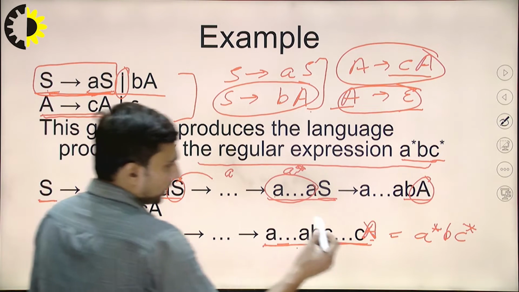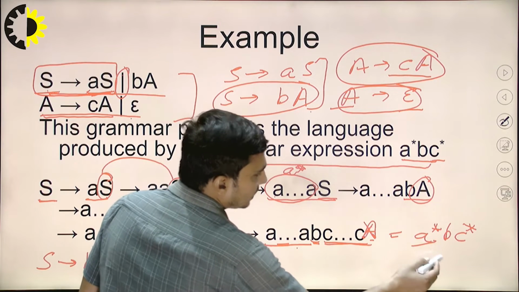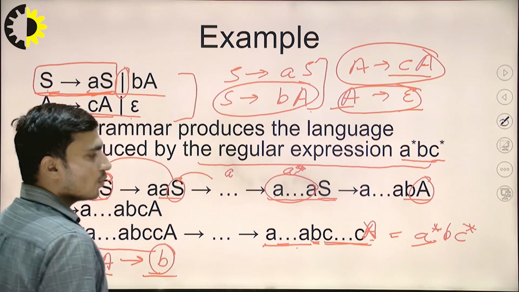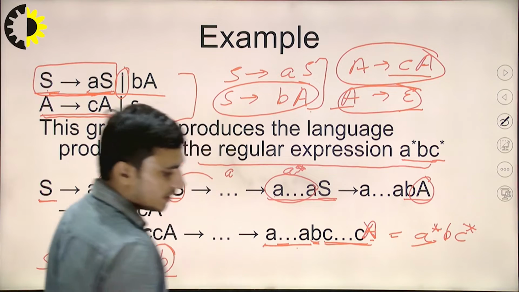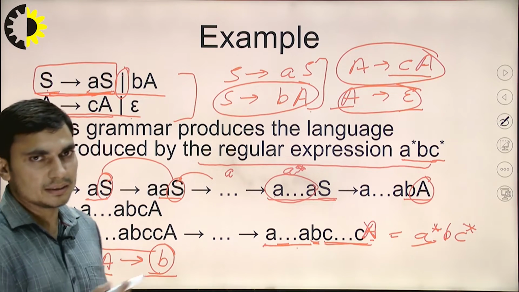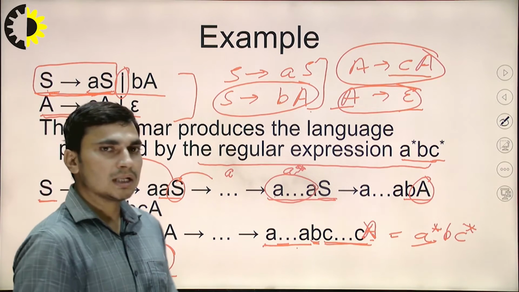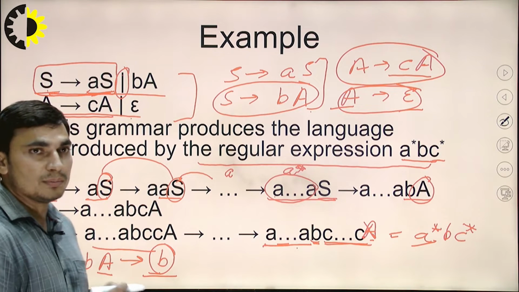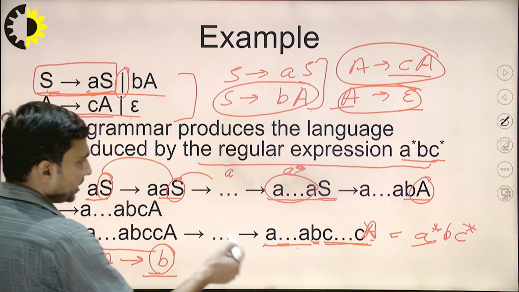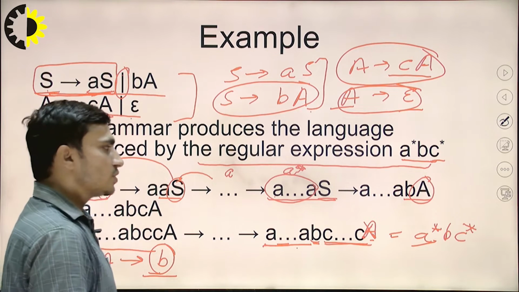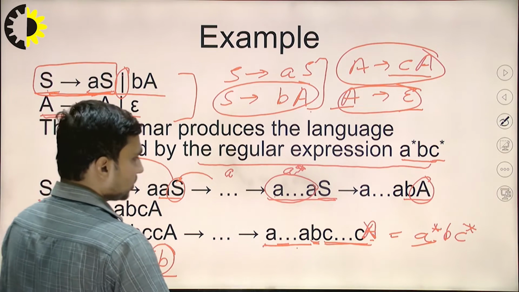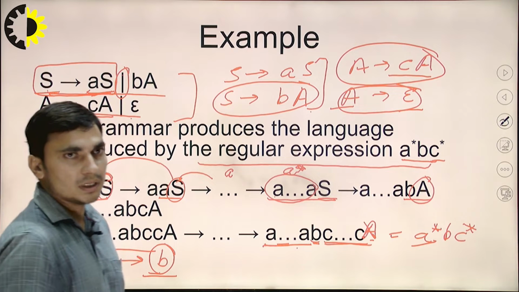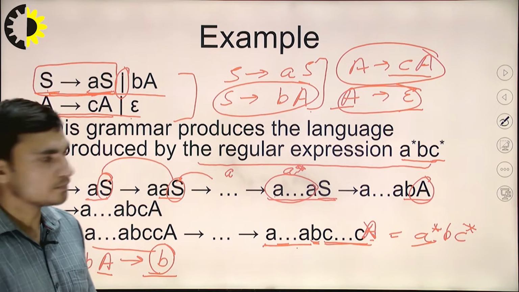So, now we know that by this grammar we can generate a string in which there will be any number of A's followed by B, then any number of C's. In the string there will be at least one B, but the number of A's before B can be from 0 to infinite, and the number of C's after B can also be from 0 to infinite.